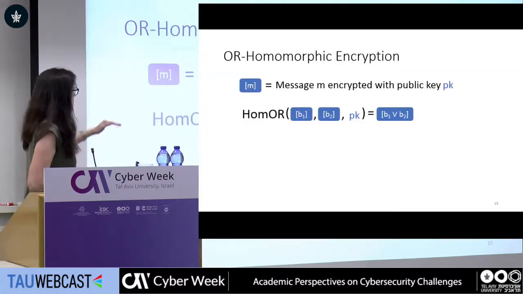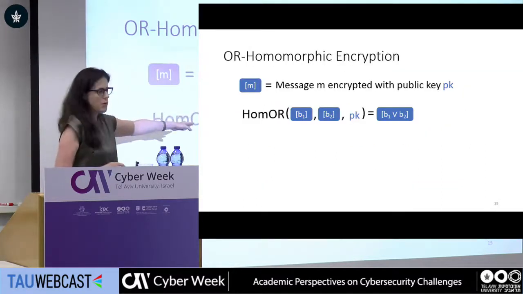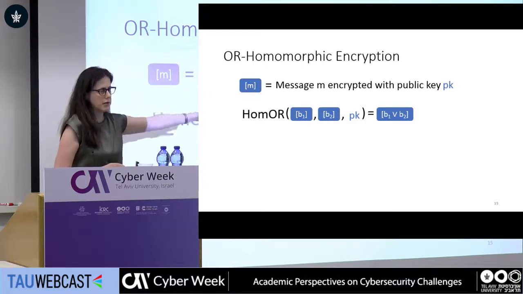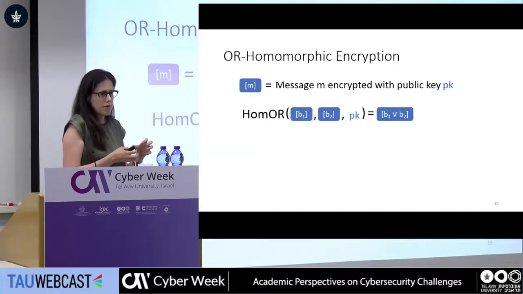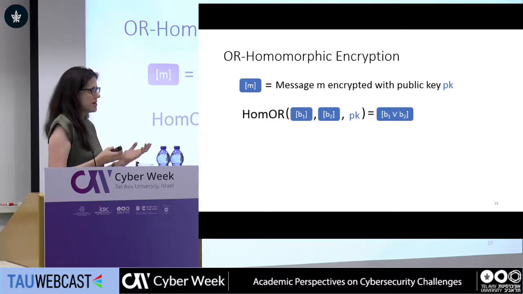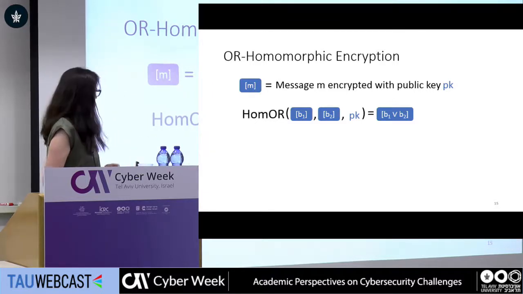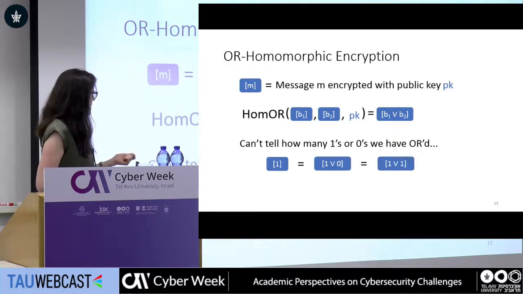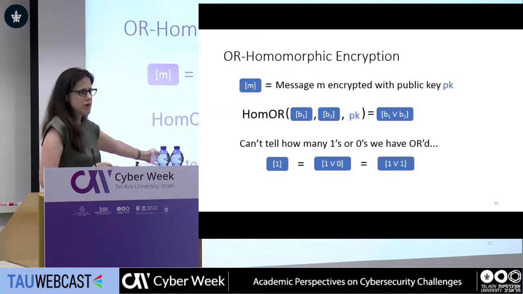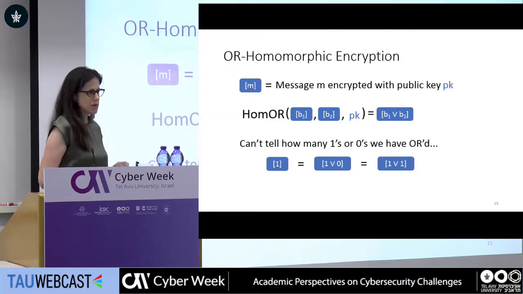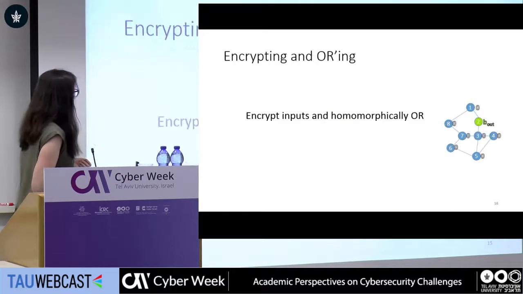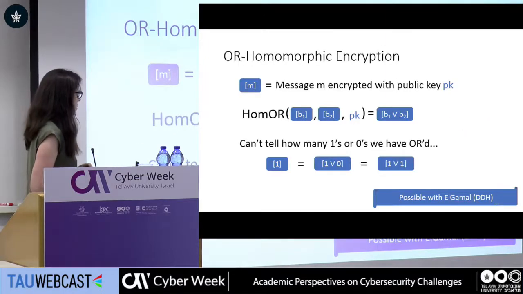OR homomorphic means that if I have an encryption for some bit B1 and for another bit B2, I can compute the encryption of the OR of these bits without opening this encryption, without needing the secret key. And I need this to be secure in the sense that I don't even know how many bits I ORed. If I have just a fresh encryption of 1, or 1 ORed with 0, or 1 ORed with 1, it would all look the same to me. And this is possible with El-Gamal.